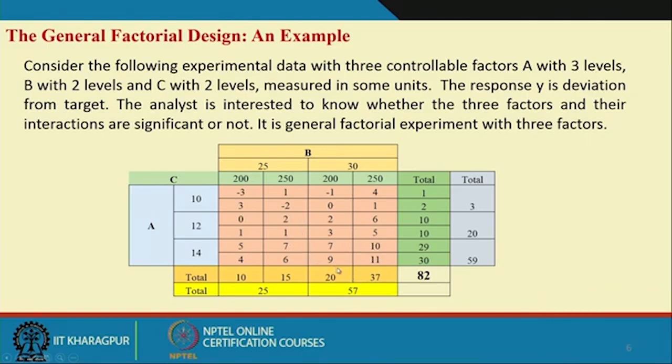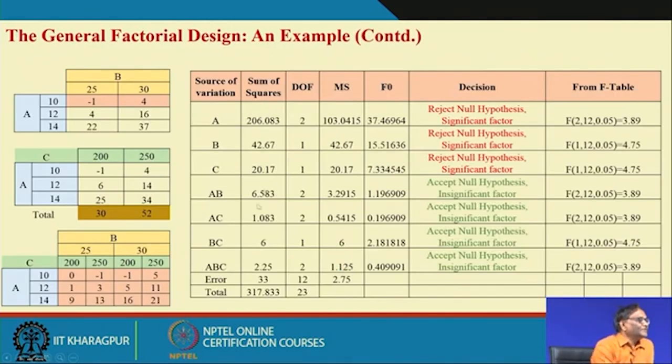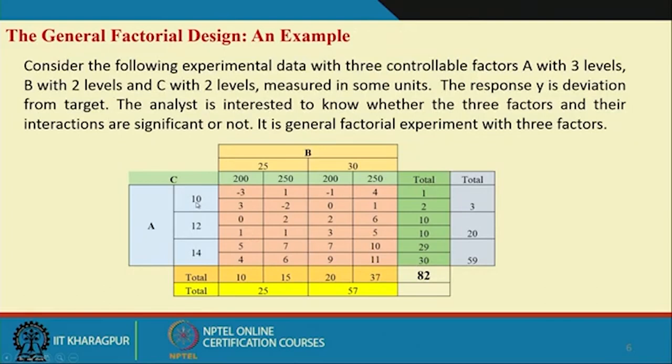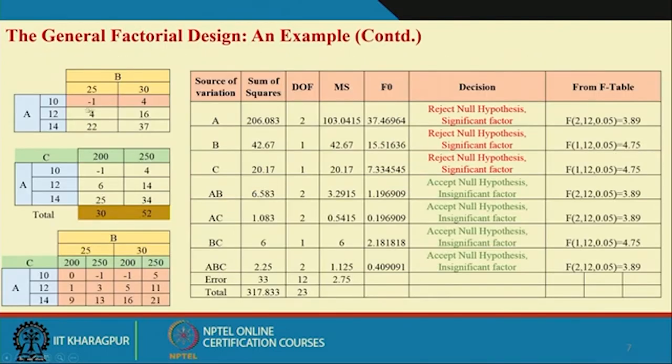Now, for SS computation, if you see the sum of square values for A, B, C, how have we computed them? Suppose we want to compute AB, AC, BC. When you are talking about AB, you are creating the cell total. When A equal to 10 and B equal to 25, there are how many data points? 4 data points: minus 3, 3, 1, 2, minus 2. The sum of this will be minus 1. So, in this manner minus 1 is coming.